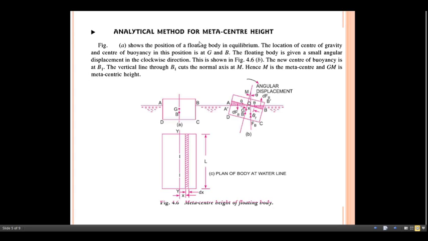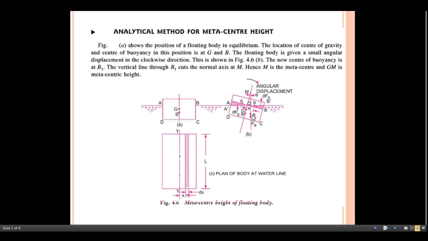Now see the analytical method for the metacentric height. This figure shows the position of the floating body in equilibrium, the location of the center of gravity and the center of buoyancy in this position at G and B. The floating body is given a small angular displacement in the clockwise direction. This indicates the displaced diagram. The original center of buoyancy is here, and the new center of buoyancy is B1.